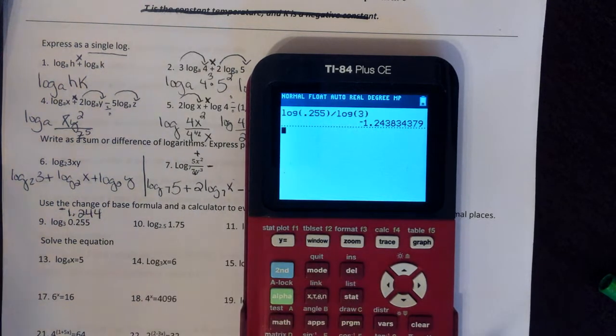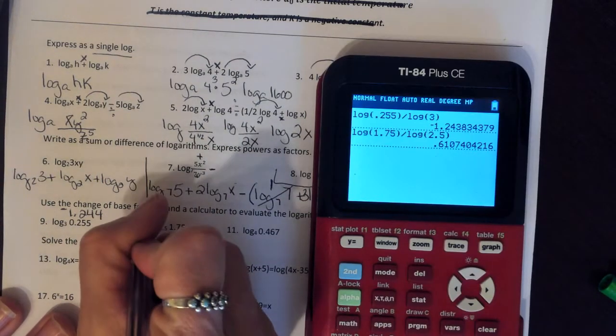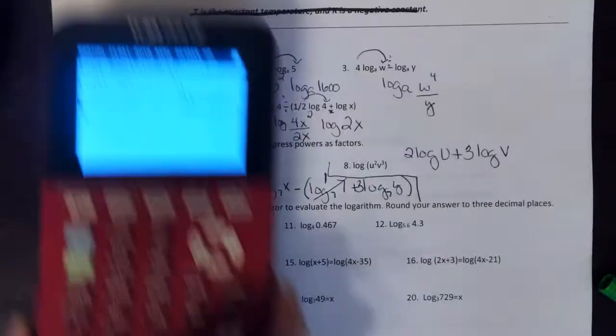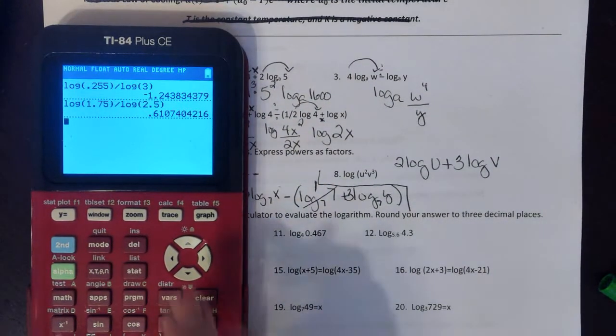We're going to do the same thing for this one. You're going to type the log of the big number in first. So log of 1.75 divided by log of 2.5. And we get 0.611.